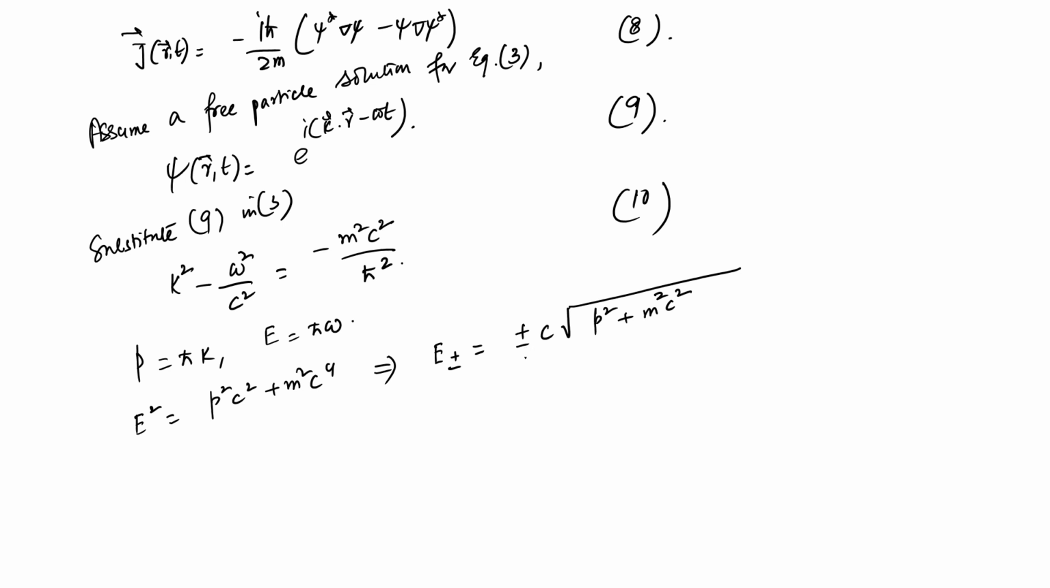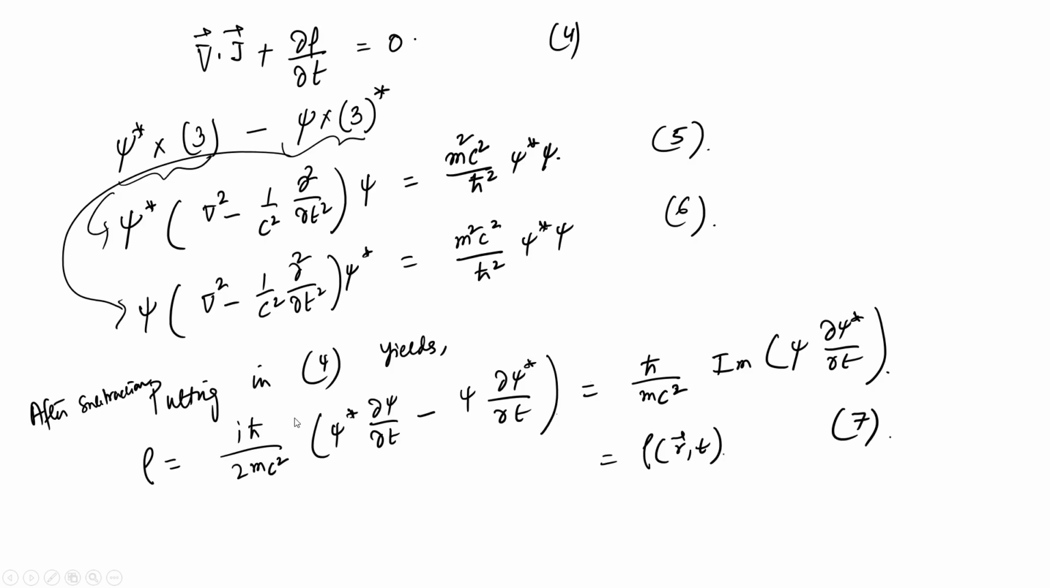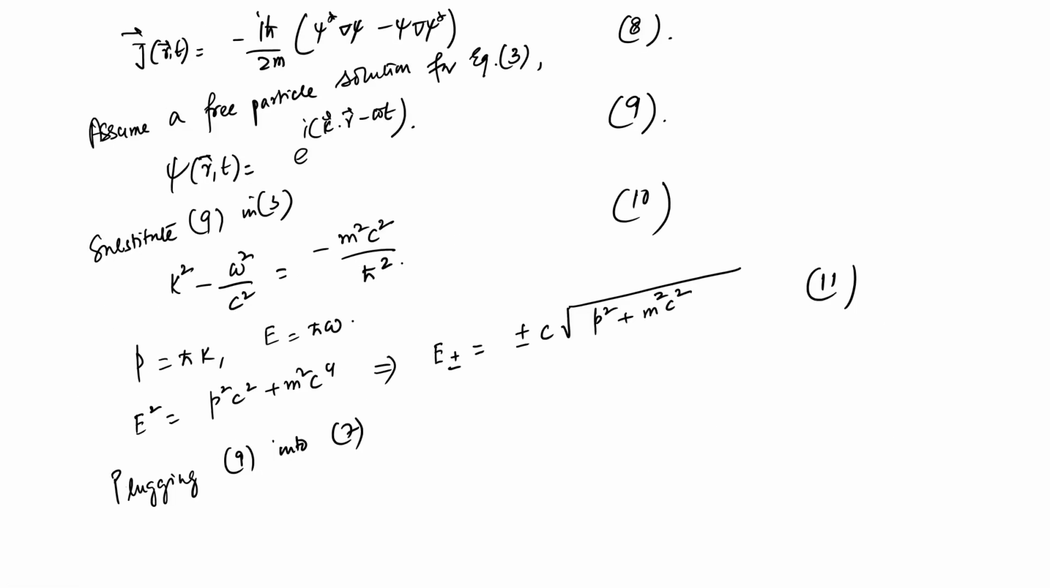So, if you take this psi from 9 and plug it in this expression, which is 7, just to remind you that 7 is nothing but the probability density, which is rho of r, t. If you do that, then what you get is that your rho of r, t becomes equal to i h cross by 2 m c squared.